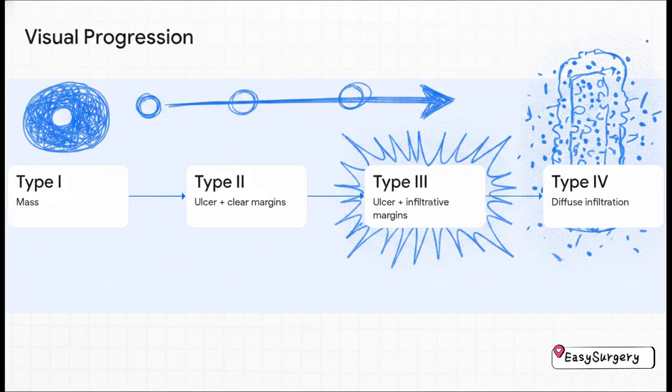and infiltrative. And finally, step 4, type 4, that localized structure is just entirely gone. It's totally lost to diffuse infiltration, giving you that dreaded rigid stomach. Viewing it as a spectrum of worsening gross invasion really makes the clinical picture click.